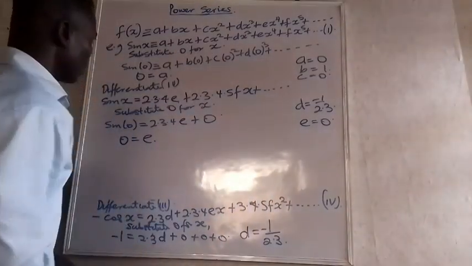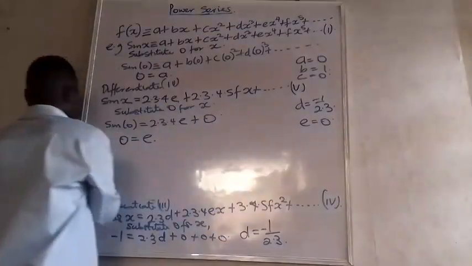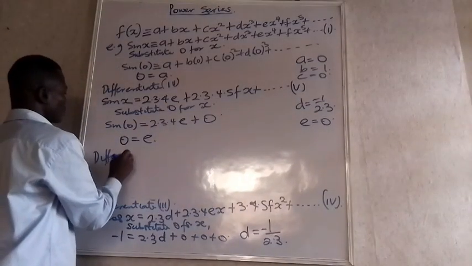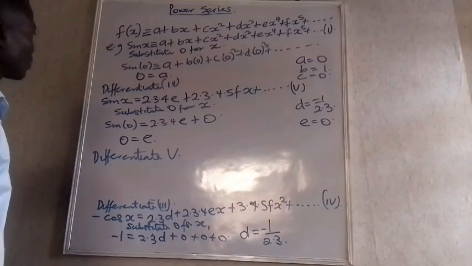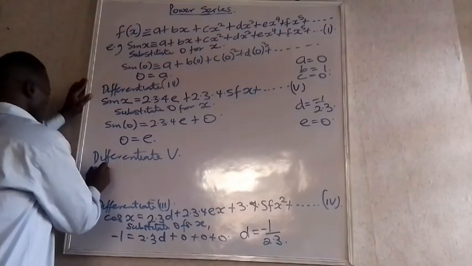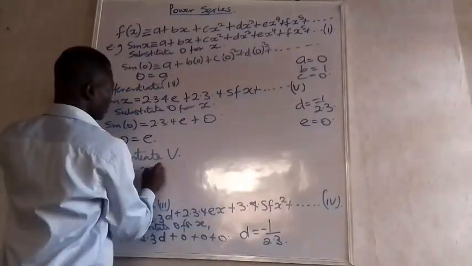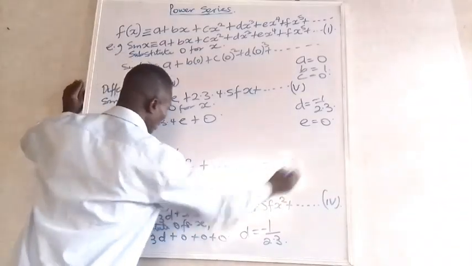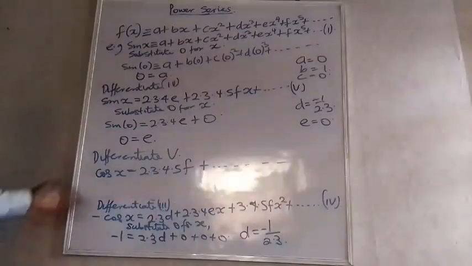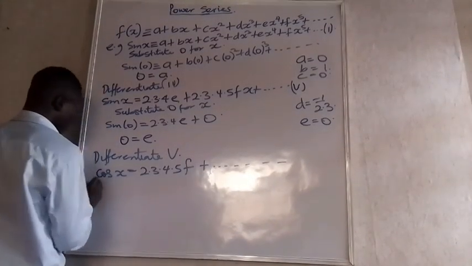Now let's see what f will be by differentiating. Okay, let's call this one 5. Now we differentiate 5. What are we going to have? We are going to have cos x equals 2 times 3 times 4 times 5 f. All these other ones will contain x. And now let's substitute 0 for x.